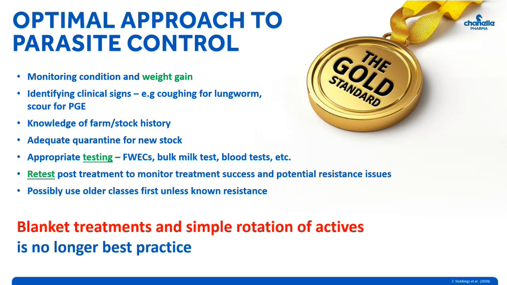It's important to have a good knowledge of both the farm and stock history. What disease problems have been seen on the farm in the past? How have these been managed? How successful have these management programs been? And also, where has stock been grazed on the farm previously?